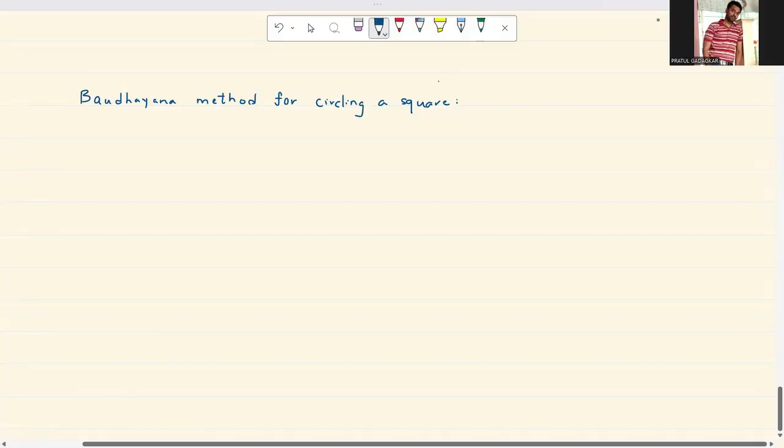In this video, we are going to study Baudhayana's method for circling a square. Now, what is meant by circling a square? We will be given a square, and from that square, we have to construct a circle such that both the square and the circle have the same area. So, let us see this by a small example.